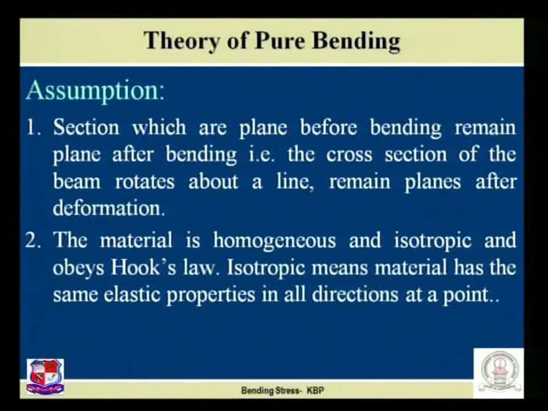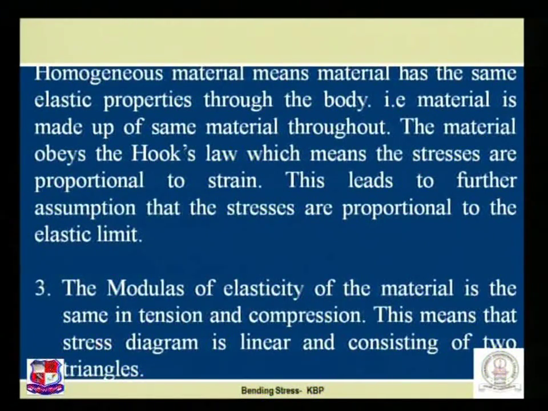The second assumption is that the material is homogeneous and isotropic and also obeys Hooke's law. A question may arise: what is the meaning of isotropic? Isotropic means the material has the same elastic properties in all directions at a point. Homogeneous means the material has the same elastic properties throughout the body, that is, the material is made of the same material throughout.